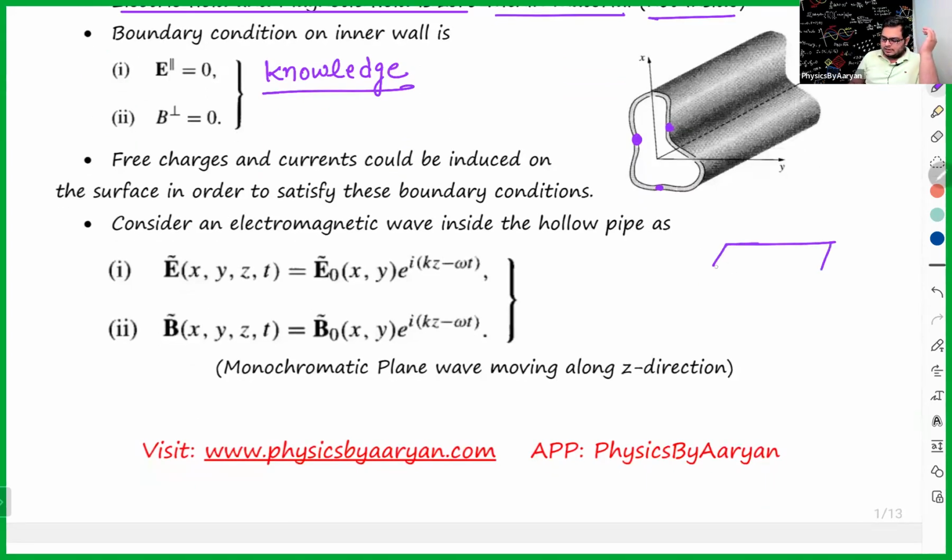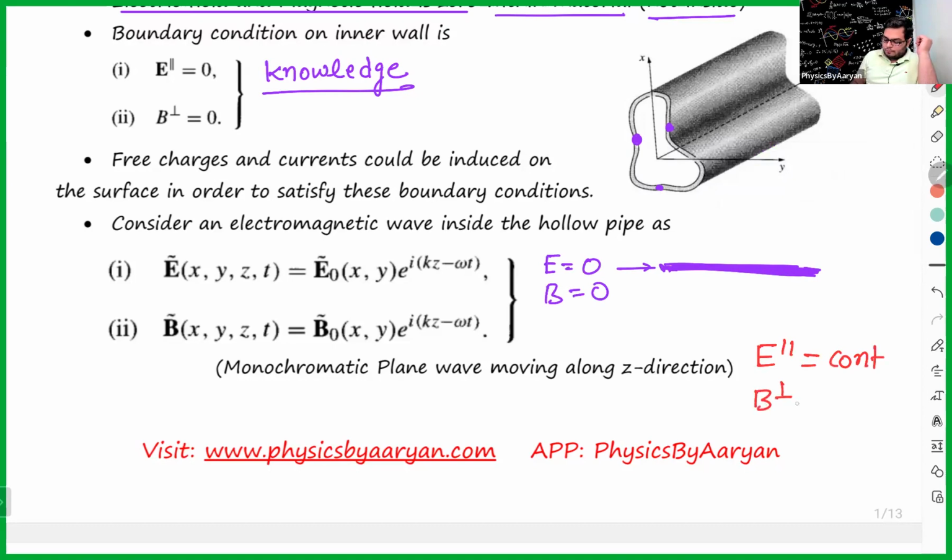So let me give you an example. For example, let's say this is a metal. This metal has some thickness. Okay. So let me make like this. This is a metal and this metal has some thickness. Within this metal, electric field is zero and magnetic field is also zero. Okay. And now one very important boundary condition is that parallel component of the electric field has to be continuous and perpendicular component of magnetic field has to be continuous.